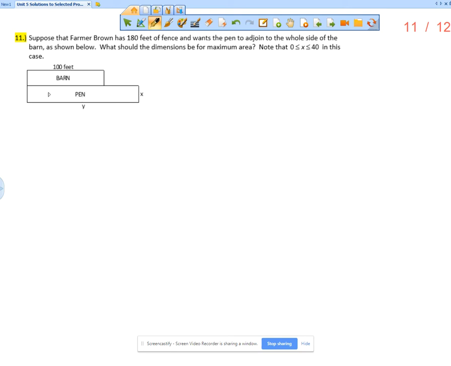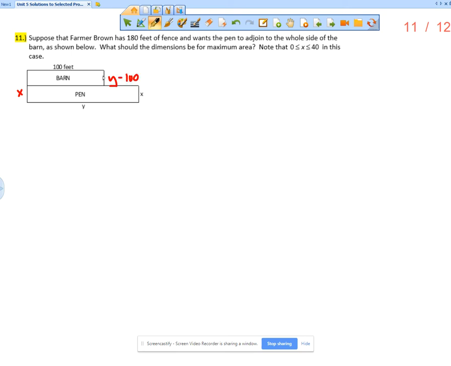All right, so we have this drawing here, right? So x is this distance, which means x is this distance as well. Y is this distance, which means this whole thing is also y. But remember, we don't need fence to be along the barn, so we only need fence right here. And so this distance would actually be y minus 100.